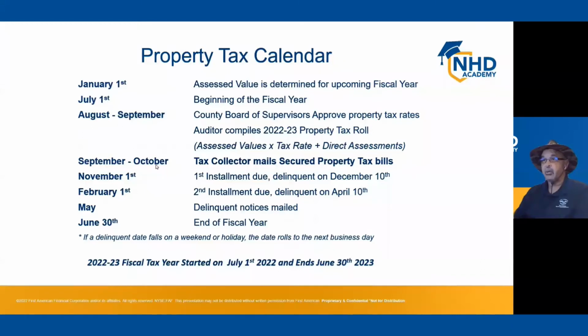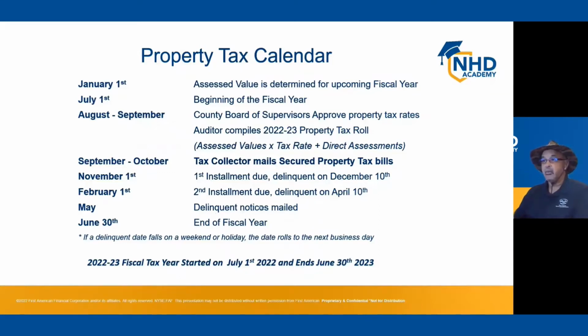In September and October, the tax collector is mailing out the secured property tax bills. Many homeowners have already received them. If not, they should be received within the next couple of weeks. The first installment is due on November 1st, delinquent on December 10th. The second installment is due February 1st, delinquent on April 10th.